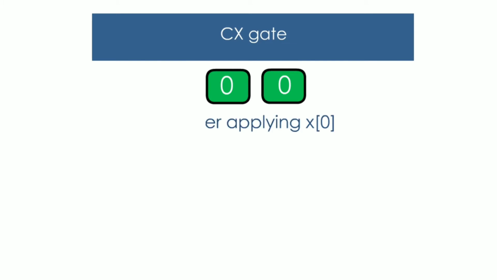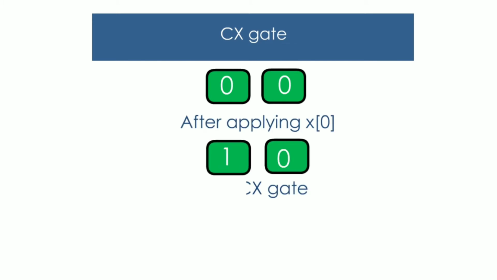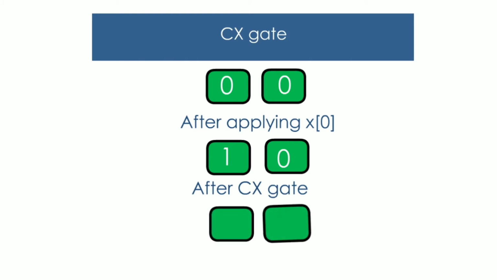Now let us see how we got that output. Initially the qubits will be 0 0, and after applying X gate to the 0th qubit, the 0th qubit will flip to 1, and after applying the CX gate, since the control gate is 1, the target gate will also flip, so therefore the output will be 1 1.